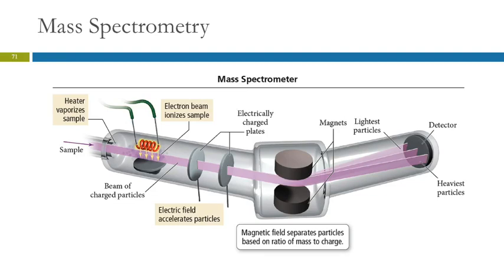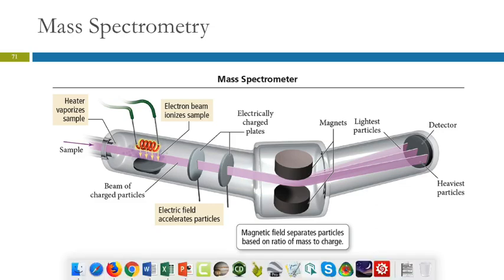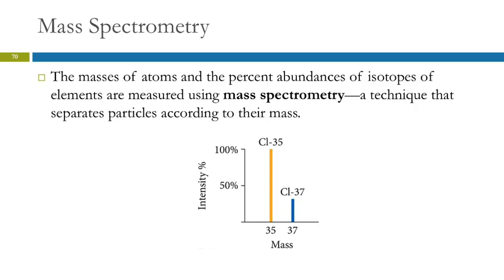So the information that we get from this will be something like this little graph here. So for chlorine, we're going to get two different signals. One is chlorine 37 and one is chlorine 35. And so we'll take the larger one and say, well, that's 100% intensity. And then we can measure the relative intensity of this and do a little math on those numbers and come up with the percent abundances for the different isotopes.